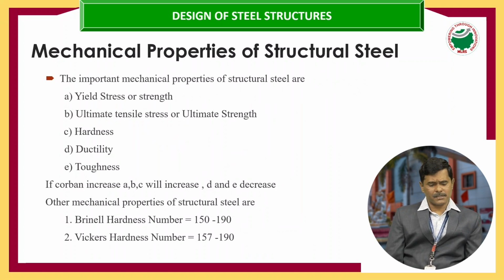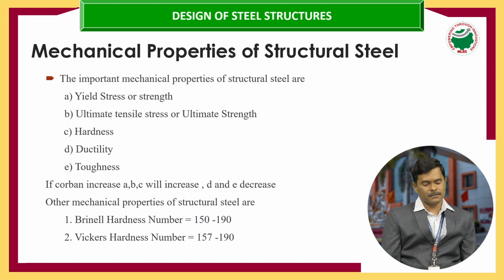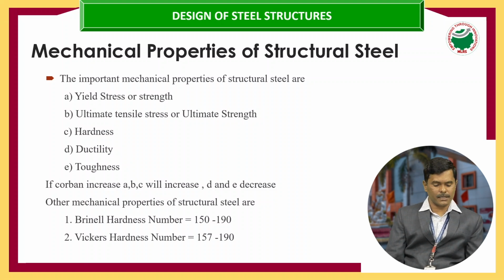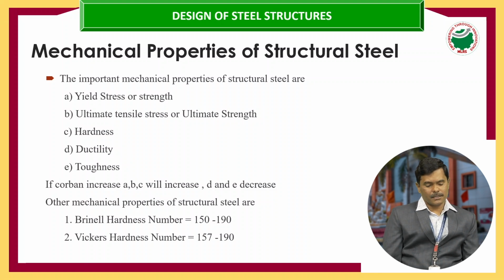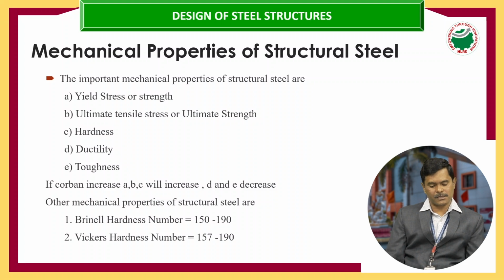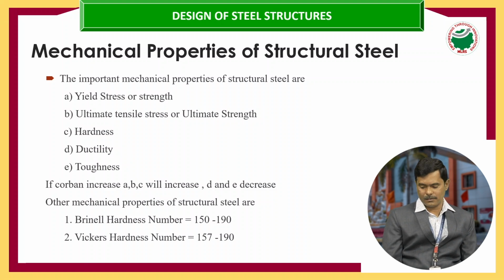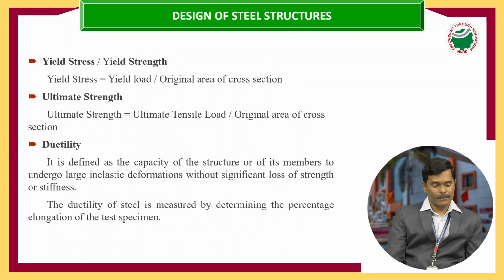And mechanical properties of structural steel. The important mechanical properties of structural steels are yield strength, ultimate strength, hardness, ductility and toughness. If carbon content increases, A, B, C will increase. That is yield strength, ultimate strength and hardness will increase. And D and E, ductility and toughness, will decrease. Other mechanical tests for structural steel are the Brinell hardness test and Vickers hardness test. Based on the hardness we can also know the strength of the steel.